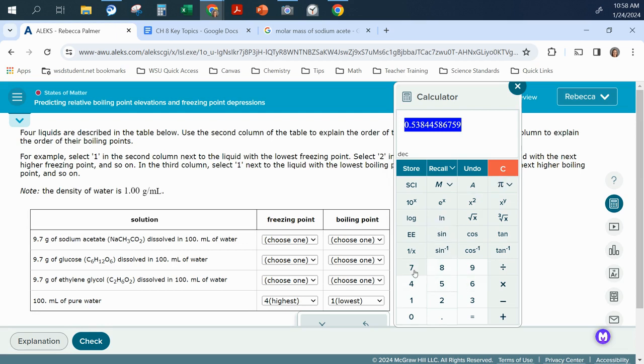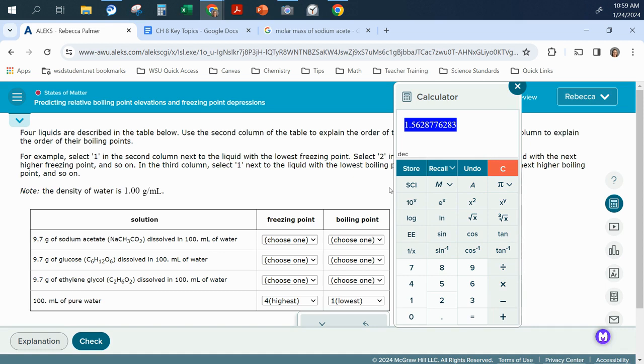So I'm going to do the same thing. 9.7. Hopefully I put that in right. Did I put 9.7 last time? Yeah, okay. 9.7 divided by ethylene glycol's molar mass, which is this one. Then we're going to multiply by the number of particles, which is also 1. Ethylene glycol is covalent. It won't break apart in solution. It's not an acid. It's not ionic. Then we take this number and divide by 0.1. And this gives us 1.56.